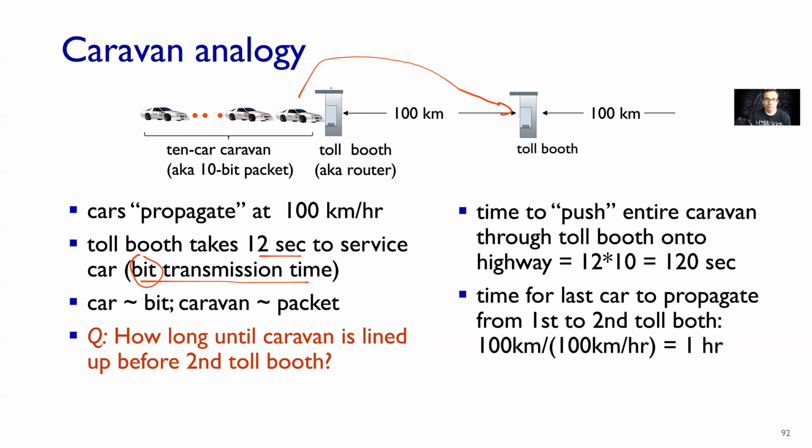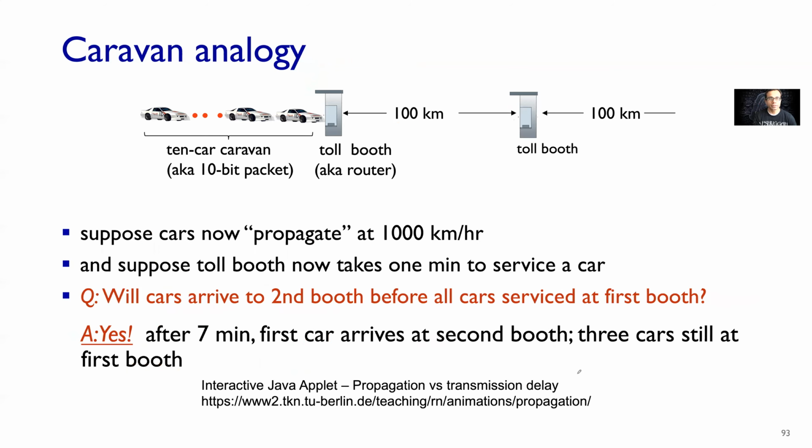And then once that caravan is out here, it must propagate from this toll booth to the second one. Since the distance between those two toll booths is 100 kilometers, and the propagation speed is 100 kilometers per hour, it would take 1 hour for the whole caravan to propagate from one toll booth to the next. So if you add those two up, 1 hour plus 2 minutes, that gives us 62 minutes, right? Hopefully that's clear.